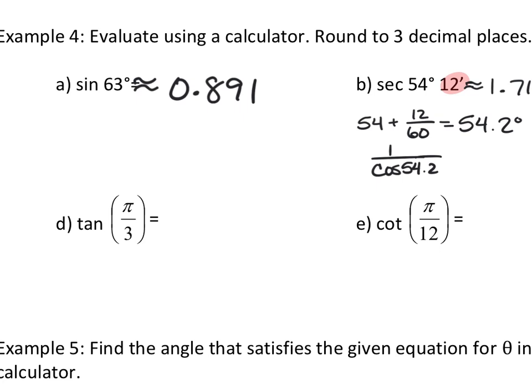Tangent of, use the pi button, pi divided by 3, and it will give you approximately 1.732. Now what's cool about this is we also just did tangent of 60. Tangent of 60 we got out of our fingers to be square root of 3. Type square root of 3 in your calculator.